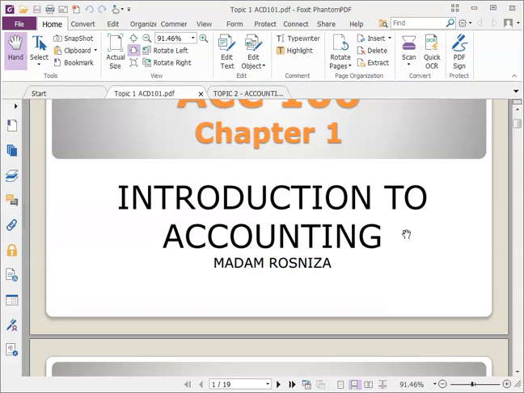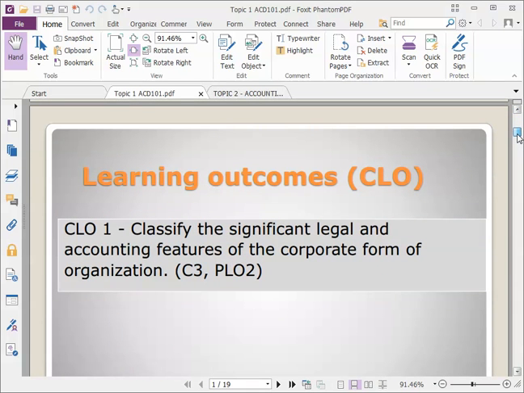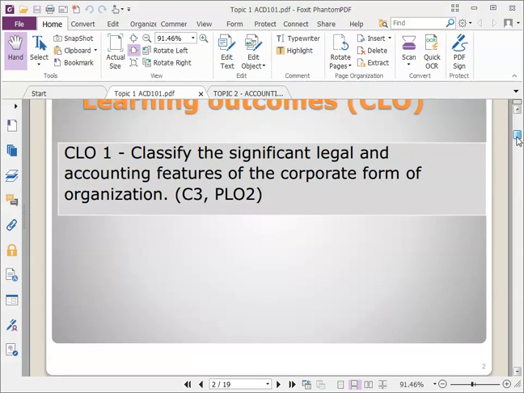Let's proceed to our chapter 1, introduction to accounting. The very first topic is always an introduction. Let's look at the learning outcome first, what you can learn from this topic. The learning outcome is to classify the significant legal and accounting features of the corporate form of organization.